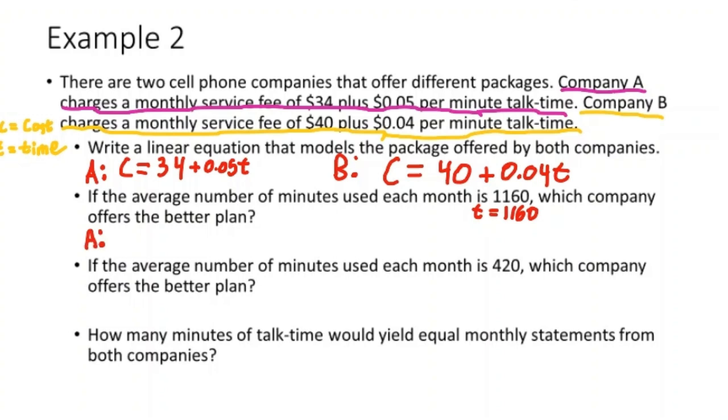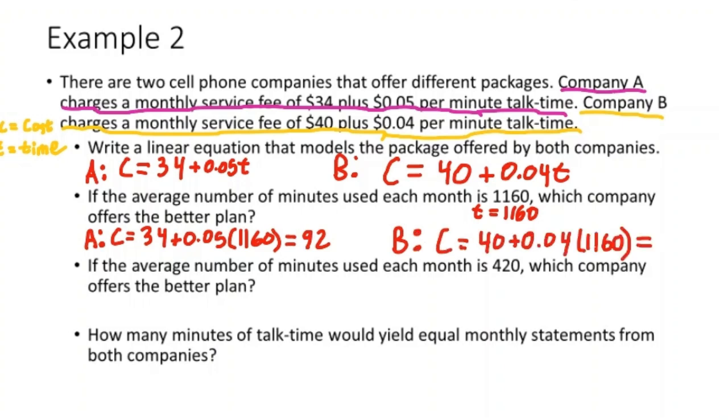For company A, cost is 34 plus 0.05 times 1,160. And if we work out the arithmetic, we get that the cost is $92. The same thing for plan B. Take our T, plug it into the equation. So we have that our cost equals 40 plus 0.04 times 1,160. And when we work out the arithmetic, we get $86.40. So again, the best deal is the one that requires us to spend the least amount of money. Well, the 86.4 is smaller than 92. So if we're speaking 1,160 minutes per month, plan B would be the best deal.